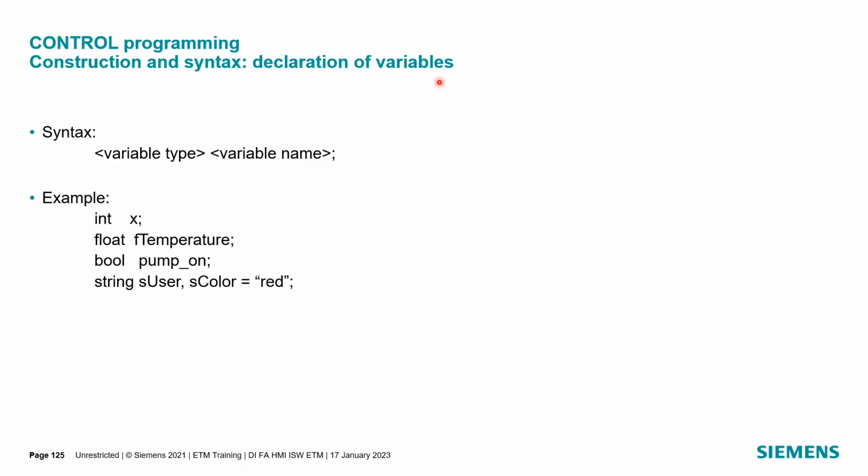We need to declare variables, simply with the variable type followed by the variable name, and then a semicolon. For example, int x, so x will be a variable of type integer, or here string sUser, with an s inside the variable name to know exactly that it's a string type. And you can also do assignments here and define that sColor is red on the declaration of variables. That's also possible. And of course, more variables in one line, separated by a simple comma.